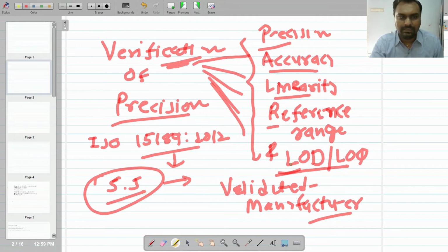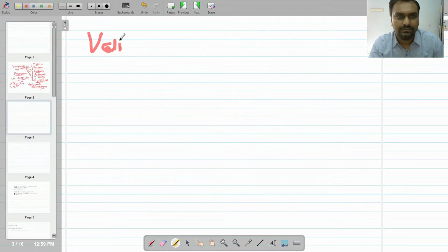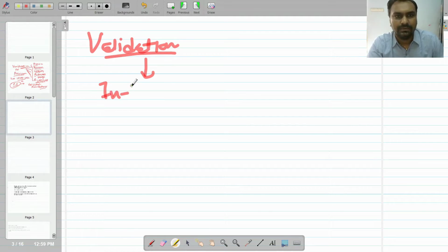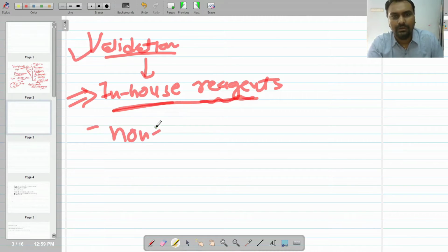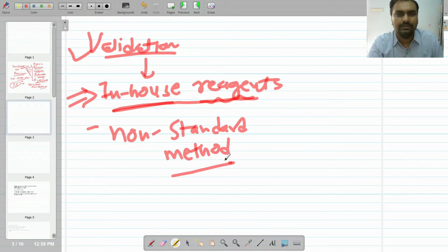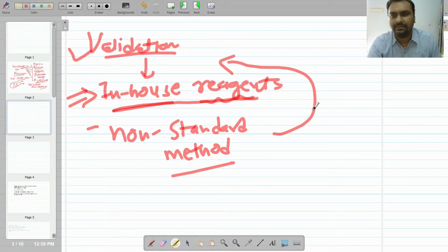In case of validation, it is required for the preparation of in-house reagents. Suppose we have made the reagents in-house, in that case validation is required. Or for a non-standard method, we require validation. In that, in addition to accuracy, precision, linearity, reference range, and LOD, we have to check for stability and also interference.